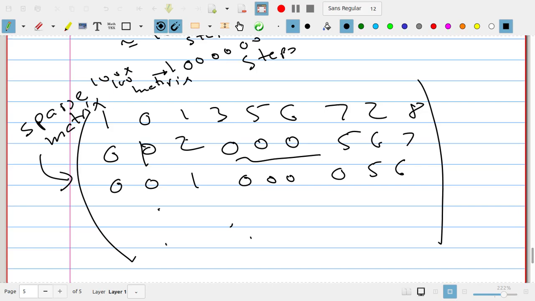If you have a sparse matrix, you can apply LU factorization and get away with solving a particular set of equations with far fewer steps. How does that work?